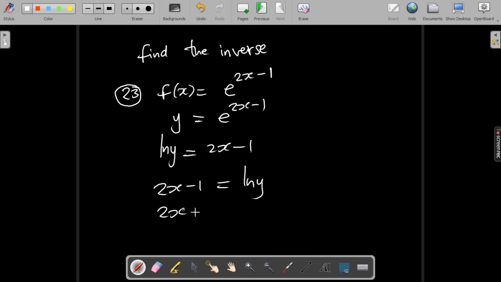And I'm going to keep 2x there, but I'm going to move the 1 to this side. If you move the 1 to this side, it'll now be positive. Okay, at this stage, we can now consider swapping. So where I see an x, I'm going to substitute a y. Here, where I see a y, I'm going to substitute an x.